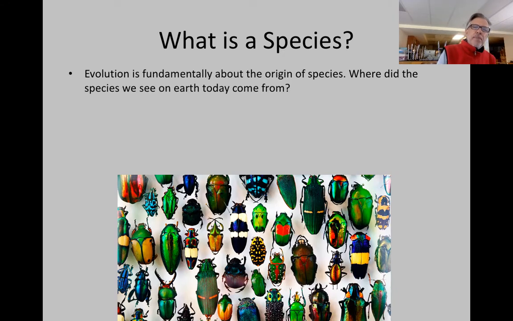Evolution is fundamentally about the origin of species. The species we see on Earth today, where did they come from? How did they get here? Why did we have so many of them? Why are there the kinds of species that we have? Those are the kinds of questions that are fundamentally evolutionary. So the first thing we need to do is define the word species.